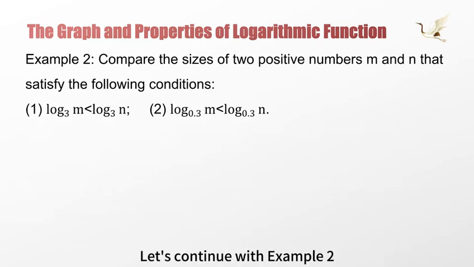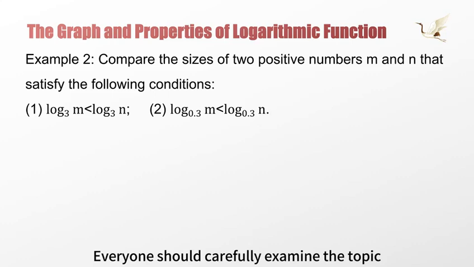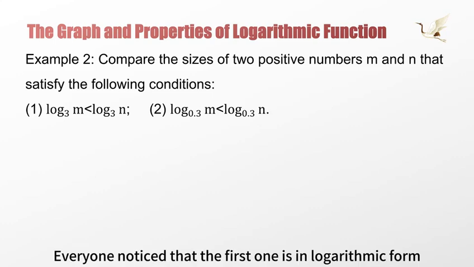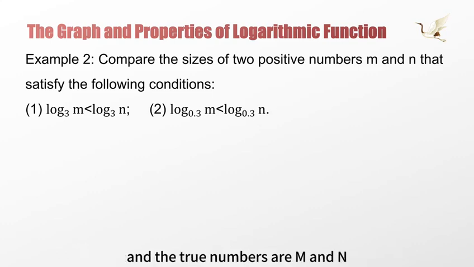Let's continue with example 2. Compare the sizes of two positive numbers m and n that meet the following conditions. Everyone should carefully examine the topic. Observe the structural characteristics of the given equation. Everyone noticed that the first one is in logarithmic form. The bases are all 3, and the true numbers are m and n.